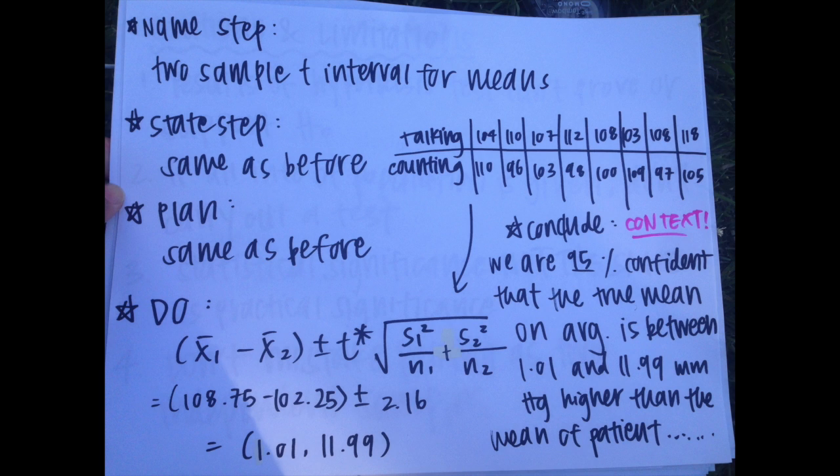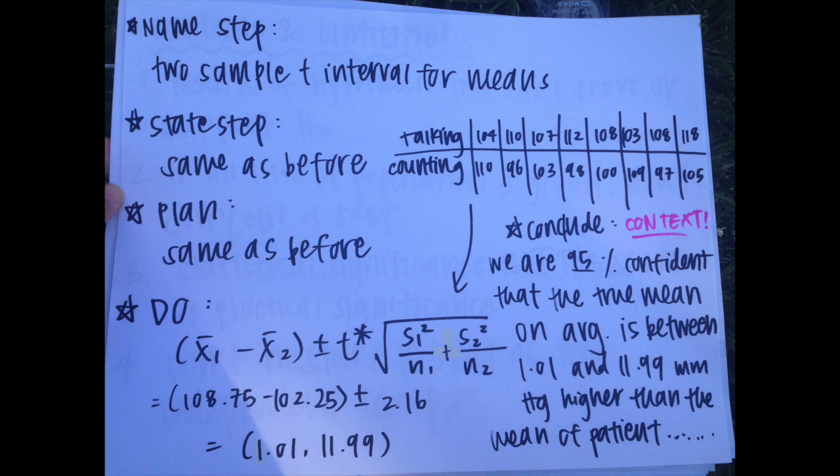So next is the two-sample interval for means. That is the name step as shown. And the state step is the same as before, so you would define mu1 and mu2. The plan step is also the same, so you would check the same conditions. And the do step is estimate plus or minus the margin of error. And once you find your interval, you would conclude, and remember to use context.